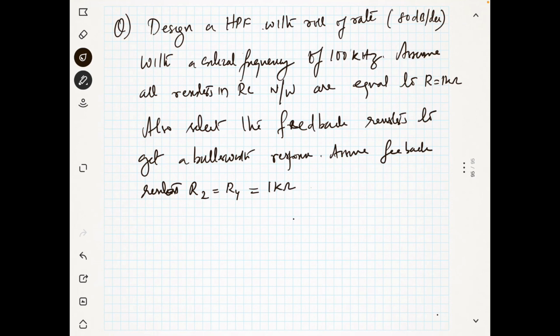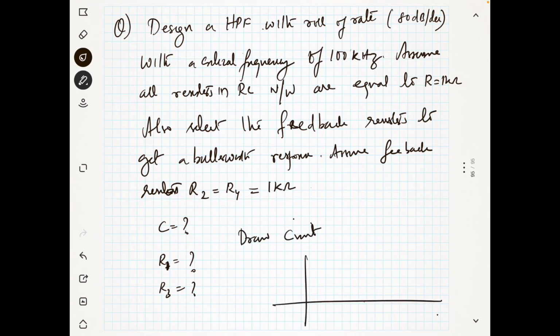Then you have to find your C, you have to find your R3, and you have R1 and R3. Then draw the circuit, then draw the response also. The response will be like this, 80 dB per decade, and critical frequency Fc is equal to 100 kilohertz. That's it. So draw the circuit. This is a problem that you can use as homework. You don't need to submit this, but this is for your practice.